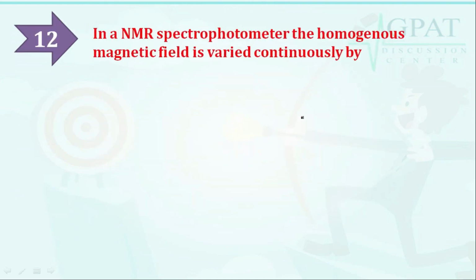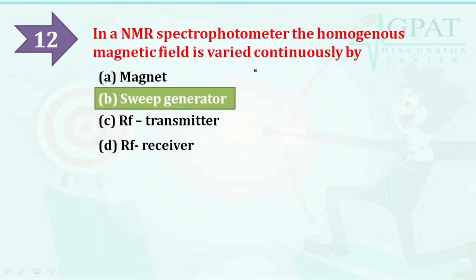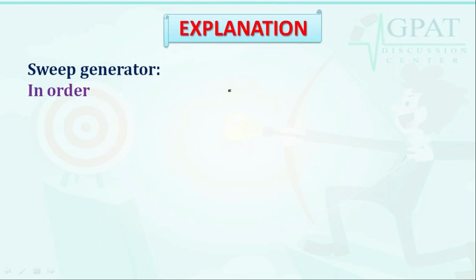In an NMR spectrometer, the homogeneous magnetic field is varied continuously by, option A magnet, option B sweep generator, option C RF transmitter, option D RF receiver. The correct answer is sweep generator. Let's discuss with the help of the explanation.